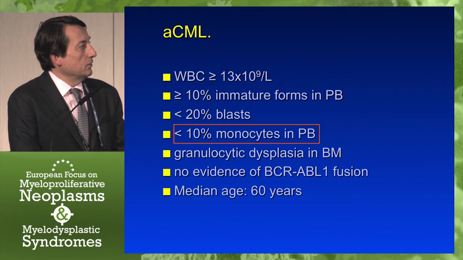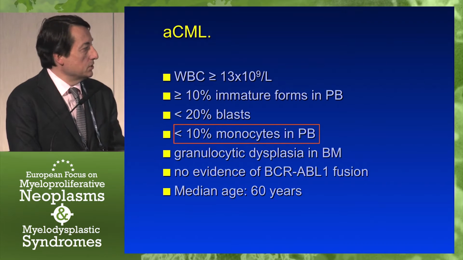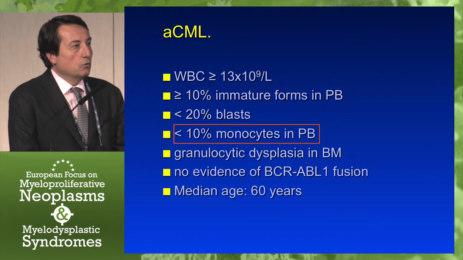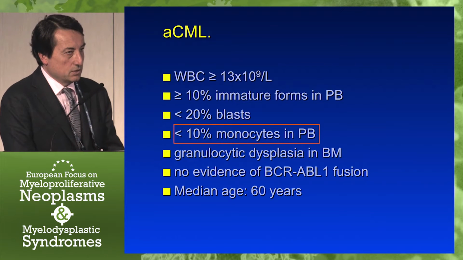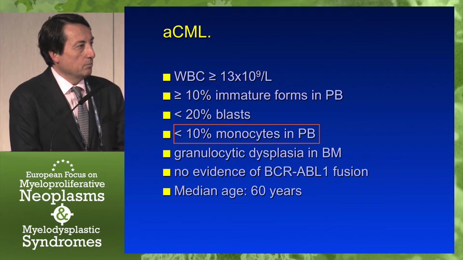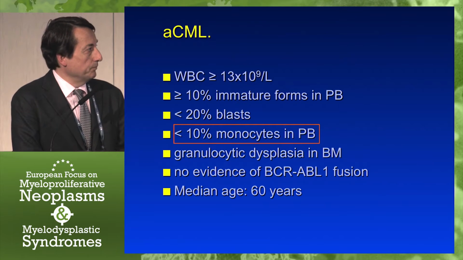And there is also one caveat here, that's the percentage of monocytes that in this classification is given as a percentage, while for CMML is given in absolute numbers, and this generates a bit of overlapping between the two entities, because you can have a patient with more than 1,000 monocytes but less than 10% in the differential, and therefore in this case the diagnosis is in the limbo of MPN/MDS-U.